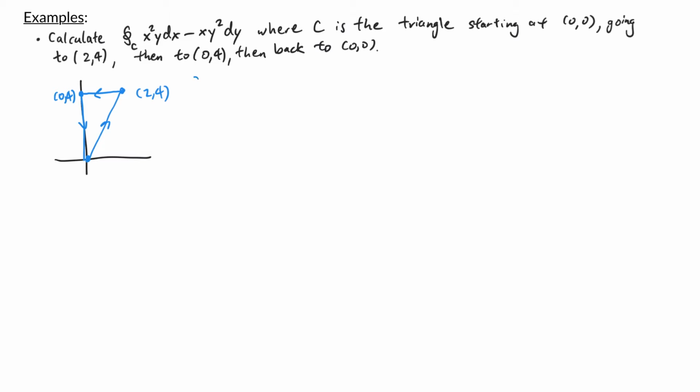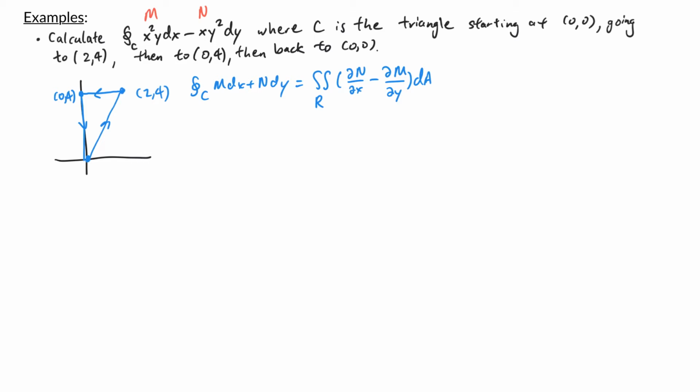Again, Green's theorem tells me that the line integral of M dx plus N dy is the double integral over the region R enclosed by our curve of the partial derivative of N with respect to x minus the partial derivative of M with respect to y dA. So in our case, M is x squared y and N is negative xy squared.